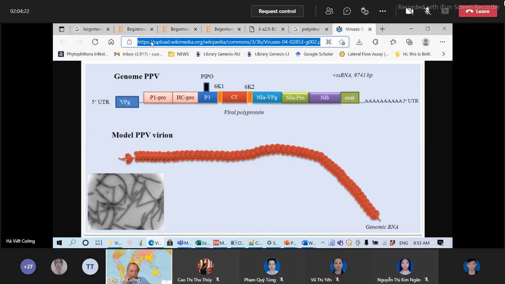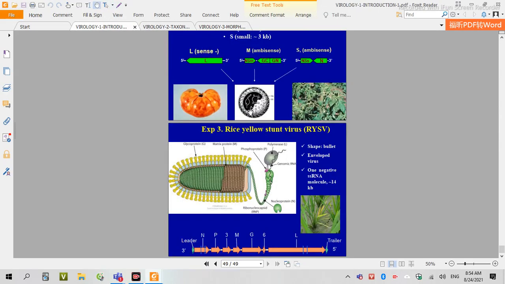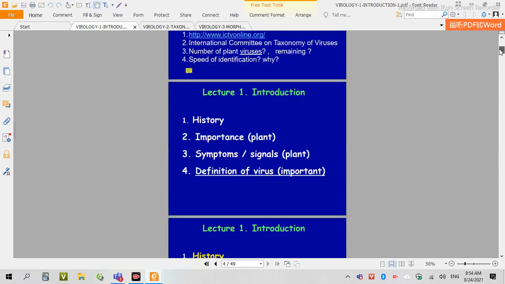Baltimore is the name of a scientist. He invented this system, and because of that he got the Nobel Prize in 1971 or 72, I can't remember.